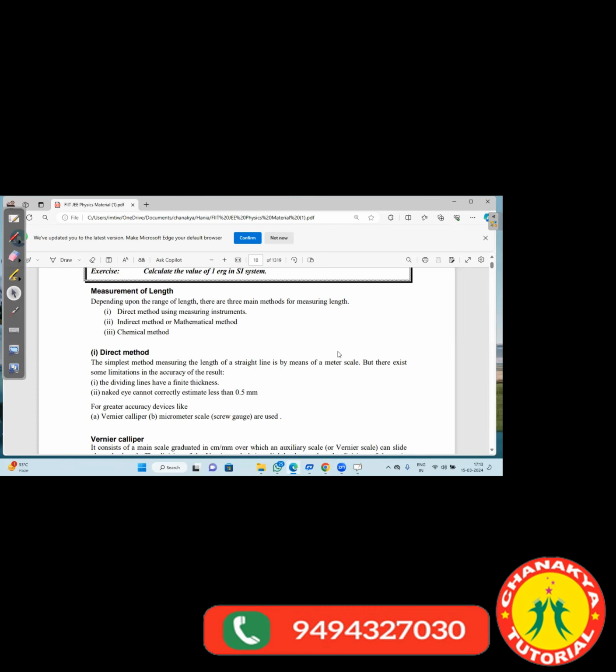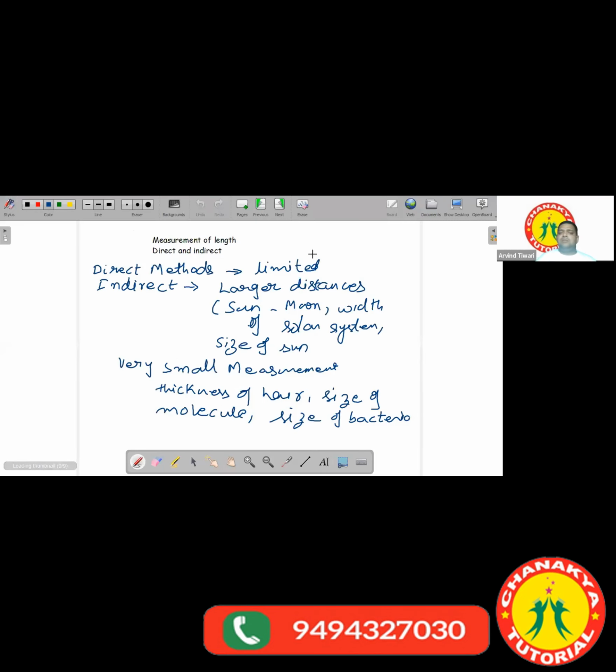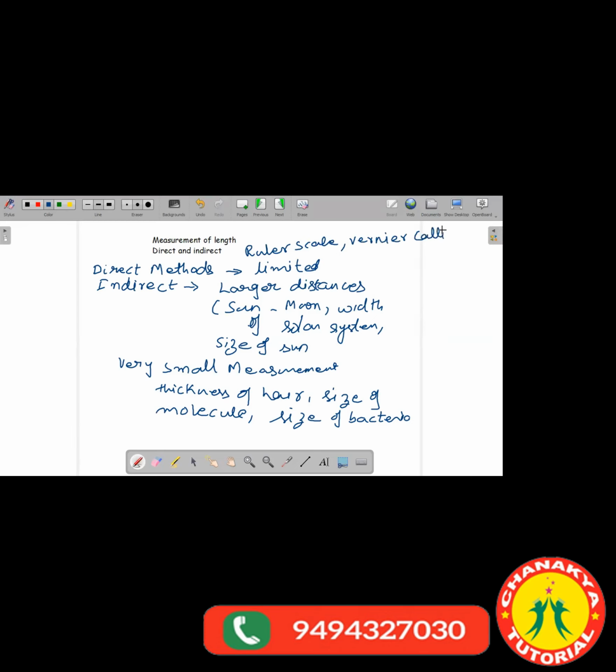So in the direct methods of measurement, up to now we have seen our normal scale, the ruler scale. Apart from the ruler scale, you have other instruments like the vernier caliper, which is used to measure smaller distances. You will have vernier calipers. You will have a screw gauge.